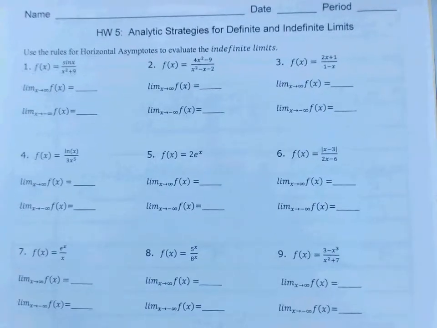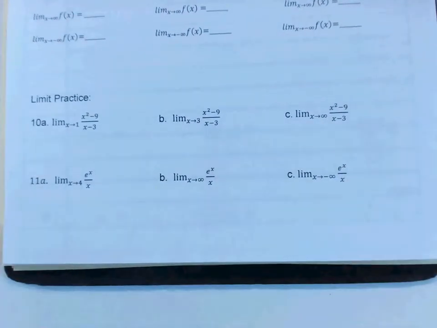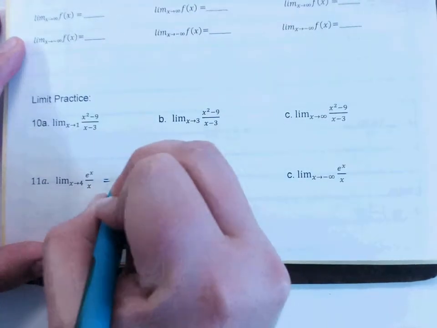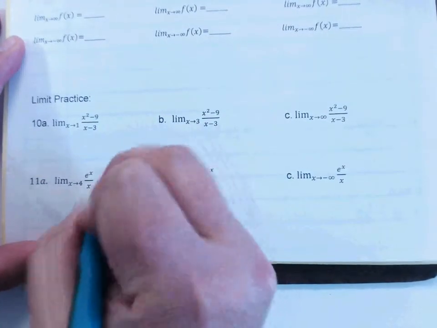Okay, let's do 11A just as a warm-up. Look at number 11. Okay, x is approaching 4. What do we do? e to the 4 over 4. If x is approaching a number, you try to plug that number in. When I plug in 4 here, it works. So I get e to the 4th over 4, done.